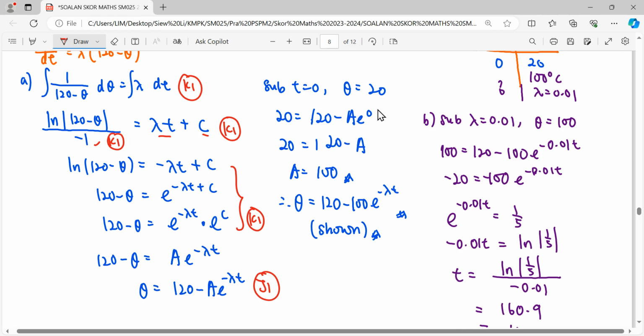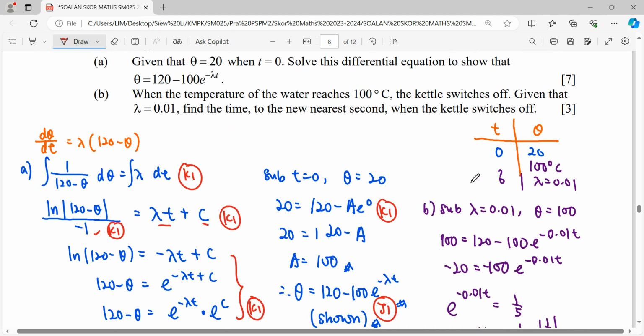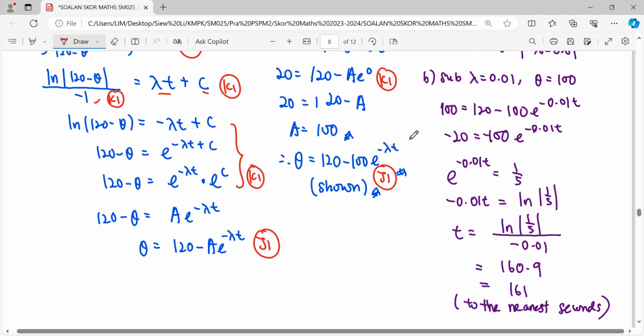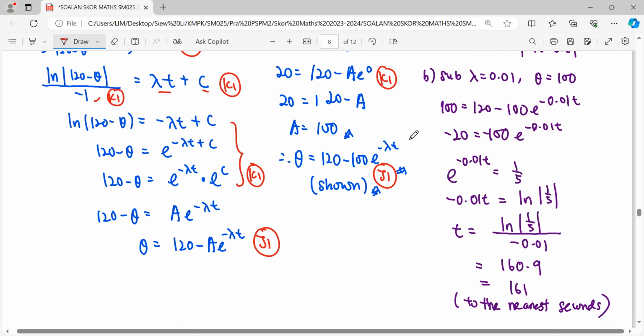Then substitute the initial value to find out A. After that, substitute back into the equation to show the equation obtained. So for question B, what is important here, the 3 marks: the first one is to substitute our information and then simplify to find out t. Lastly, round off the time to the nearest second.